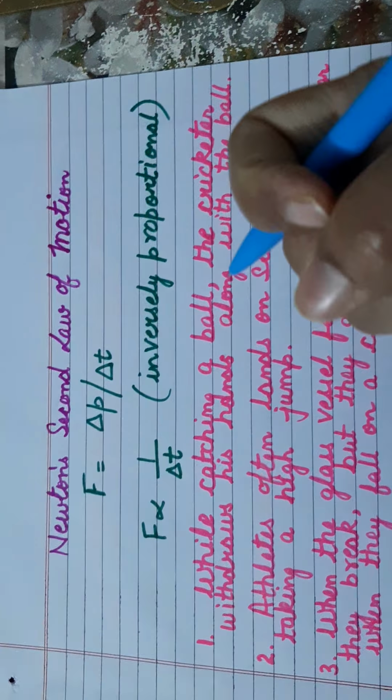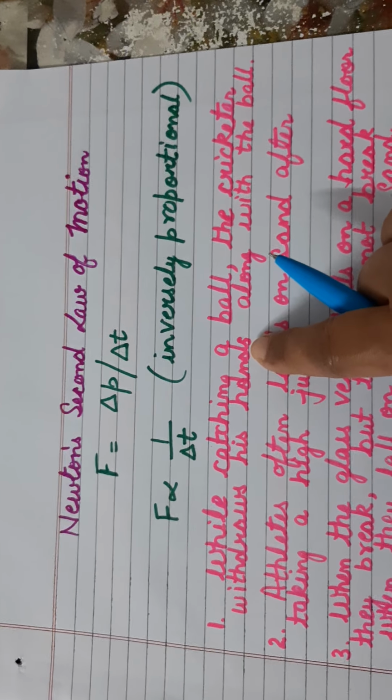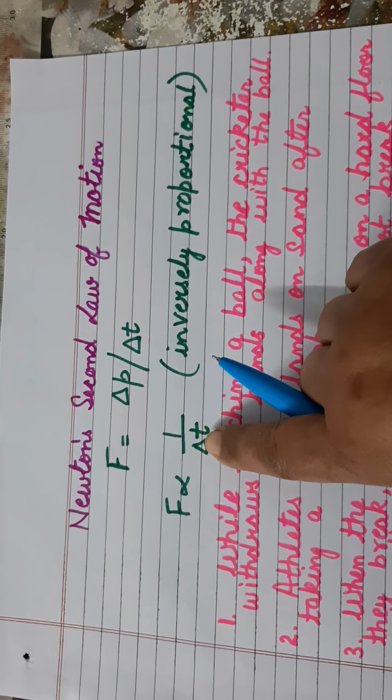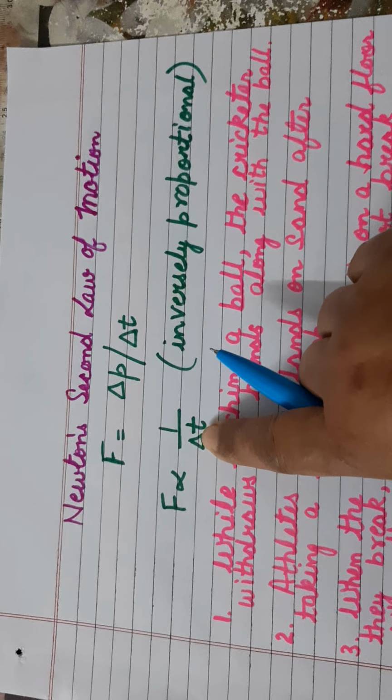What is the reason behind it? They withdraw their hands along with the ball in order to increase the time duration before they take the catch. If the time duration increases, and force is inversely proportional to time, then when the fielder takes the catch, the force is going to reduce because the time duration increases, and he won't be badly hurt.